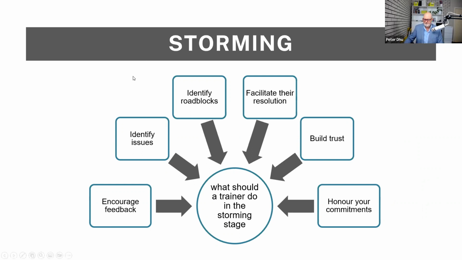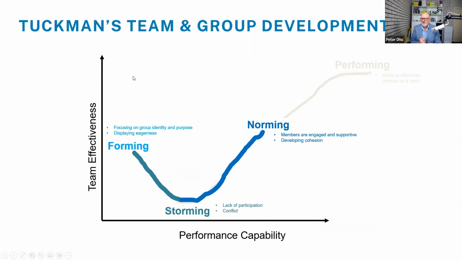Storming. The next one is norming. This is where members are engaged, they're supportive, and they're developing cohesion. In storming, there's a lack of cooperation, there's still a bit of conflict, and there's objections. So in norming, members are engaged, they're now supportive. That's if you, as a facilitator, as a trainer, have been able to help them form and storm well. We're now norming. So how can I contribute to norming?